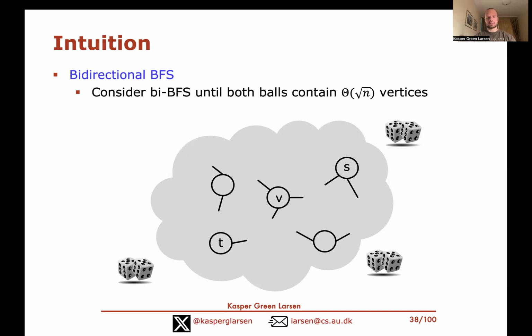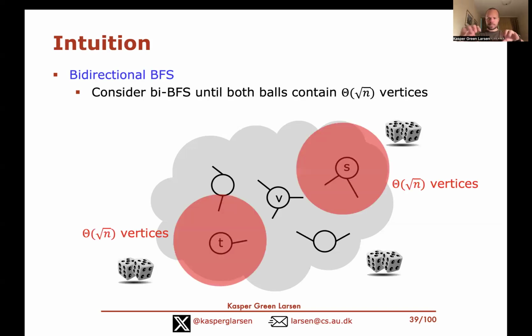Okay, so let's try to examine what happens if I run bidirectional breadth-first search from both the source and the destination, and I run it until both of these balls that I'm growing contain square root n vertices. Basically, I grow these balls until I reach the layer where I have square root n vertices in total inside these two balls.